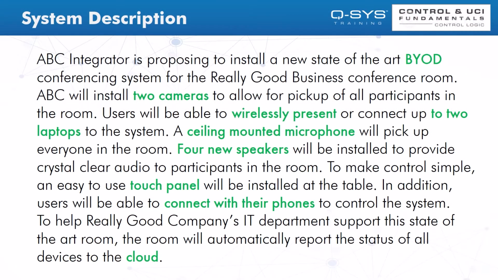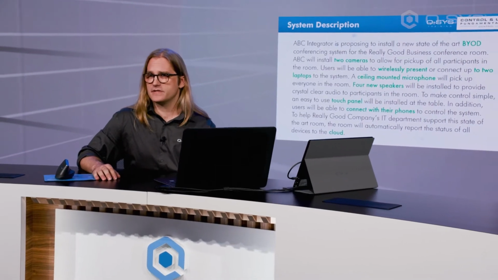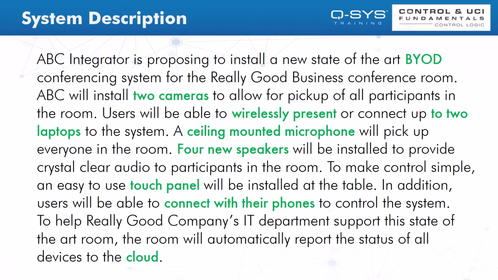We also are going to have 2 laptops that we're going to be bringing in, so we're going to want the HDMI connection for those as well. We're going to have a ceiling-mounted microphone. Well, actually, we're going to change that up. We're not going to use the ceiling-mounted microphone in this case. In this one, we're going to use an NMT1 instead, so that'll be ours. Then we're going to have 4 new loudspeakers, so those will be ours as well. We're going to need that touch panel, obviously. We're going to need to give them the ability to connect with their phones. And last but not least, we'll want to make sure everything is reported to the cloud via Reflect.